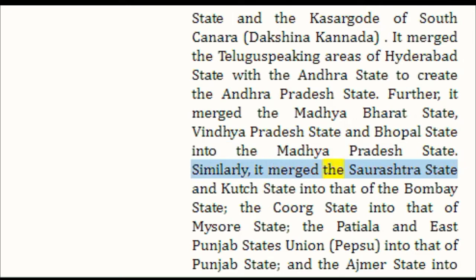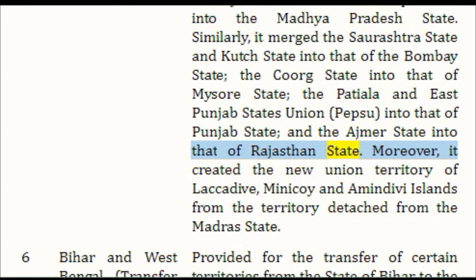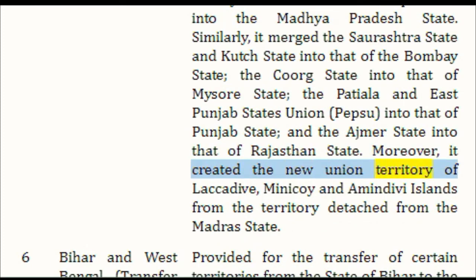Similarly, it merged the Saurashtra state and Kutch state into that of the Bombay state, the Coorg state into that of Mysore state, the Patiala and East Punjab States Union, PEPSU, into that of Punjab state, and the Ajmer state into that of Rajasthan state. Moreover, it created the new union territory of Lakshadweep, Minicoy, and Amindivi Islands from the territory detached from the Madras state.